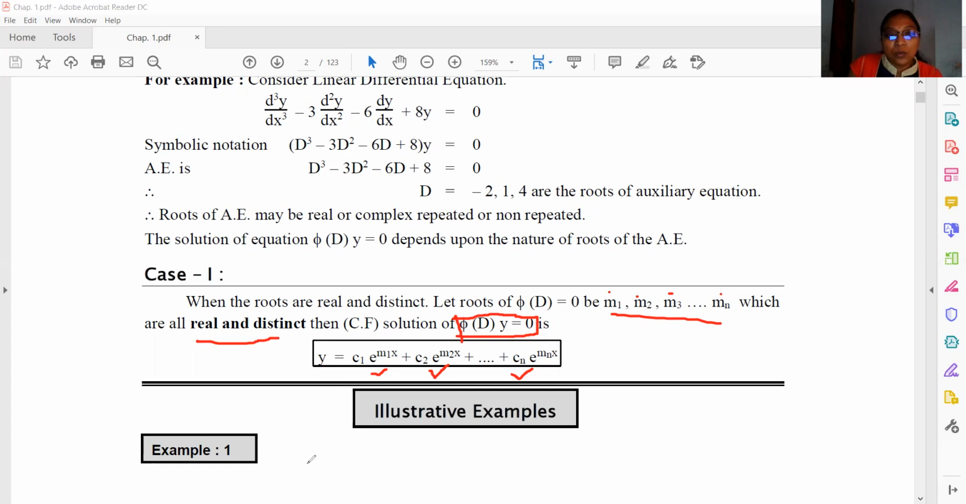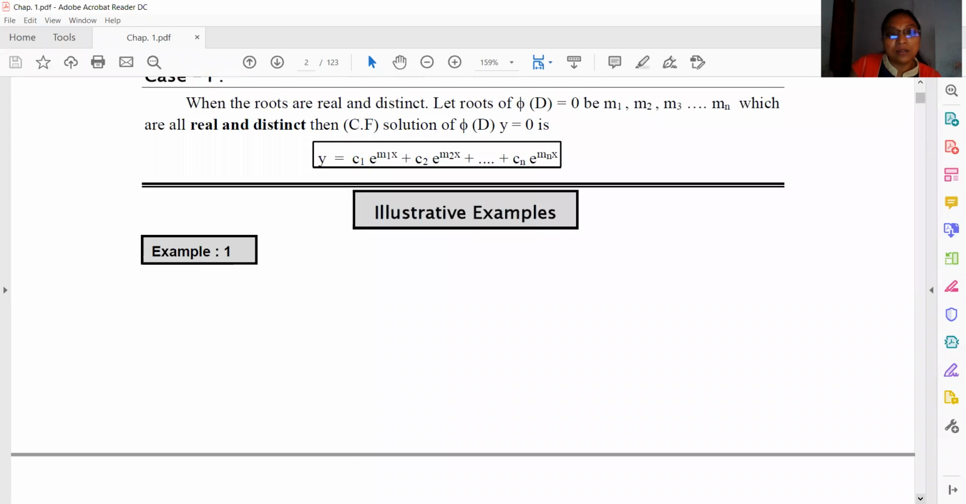Suppose we have values of D as -2, 1 and 4. You can see the values are real and distinct. So how to write the solution? C1 e^(-2x) plus C2 e^(x) plus C3 e^(4x). Okay, let's solve the examples so that the ideas will be more clear.